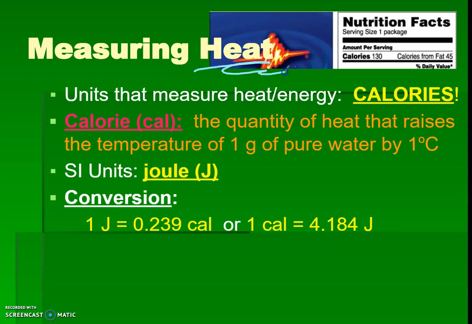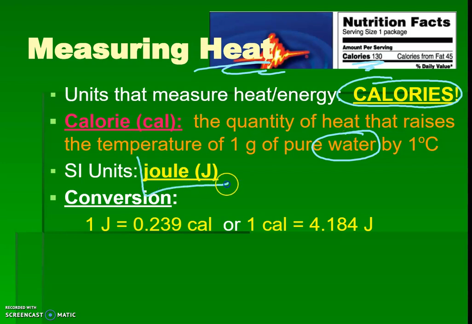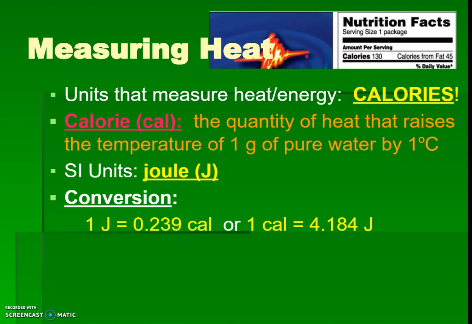We measure heat in a variety of different ways. We use calories when we're talking about food here in the United States, which is the amount of heat that it takes to raise the temperature of 1 gram of water by 1 degree Celsius. In the scientific community, we don't use calories usually. We usually use joules. A joule is roughly going to be a quarter of a calorie.